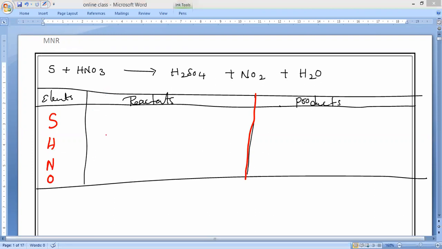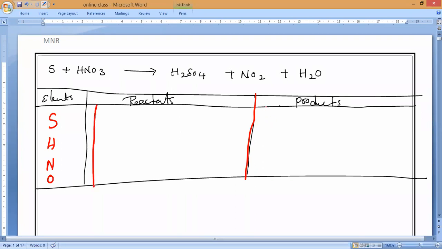Next, what is the first step? Step 1: write the number of atoms of every element on the reactant side as well as the product side. Reactant side: sulfur 1, hydrogen 1, nitrogen 1, oxygen 3. Yes or no?